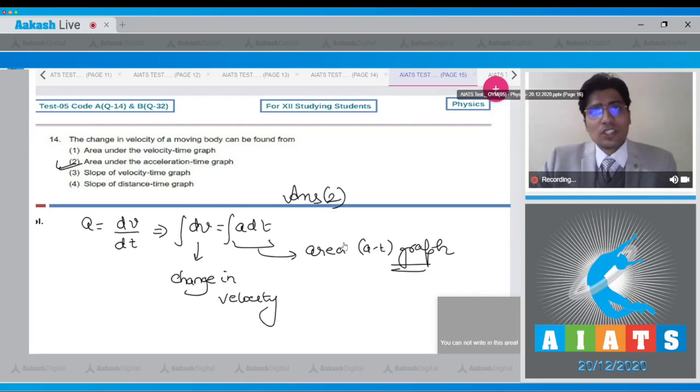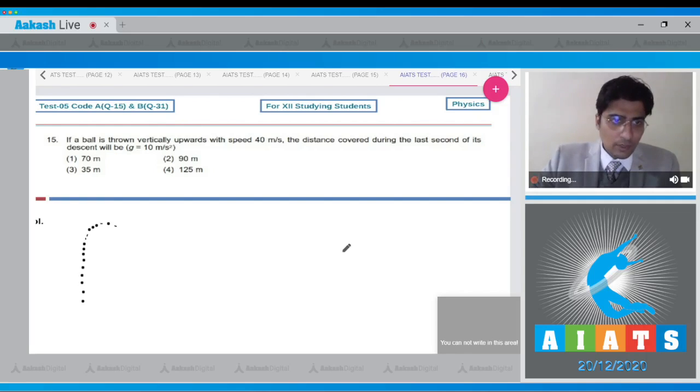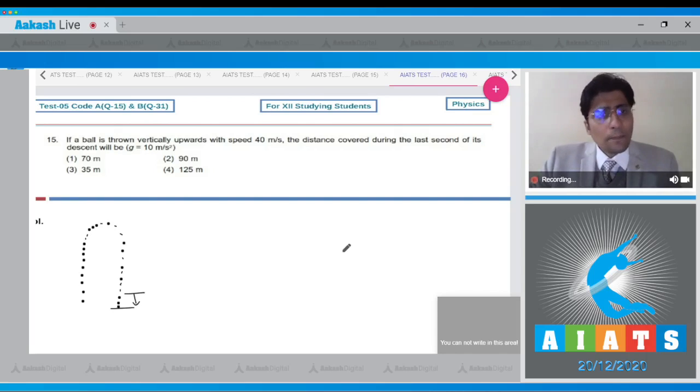Now let us proceed to the next question, which is question number 15. In this question, a ball is thrown vertically upwards with velocity 40 meters per second, and the distance covered during the last second of its descent is something that we have to calculate. Dear student, as the ball moves up, it reaches the maximum height, and from there it falls vertically downwards. We have to find out the distance traveled in the last second of its motion. Now for this, let us only study the downward, that is the descent motion. For the descent motion, the velocity at the topmost point is 0. We'll use this.